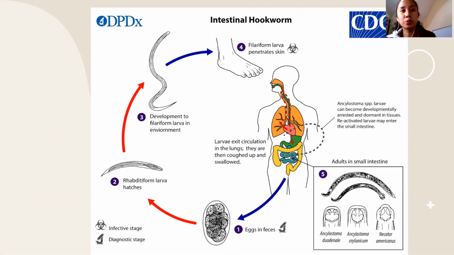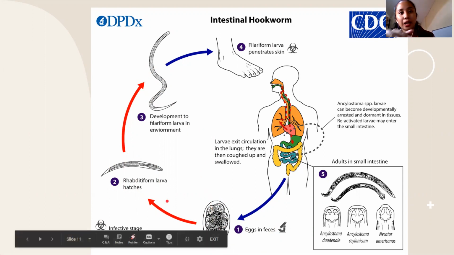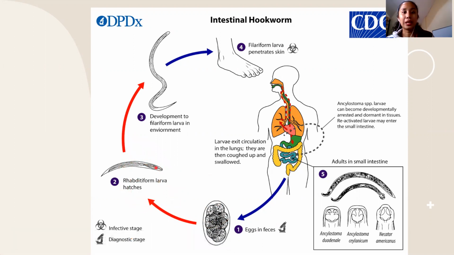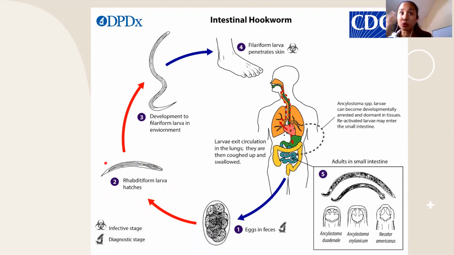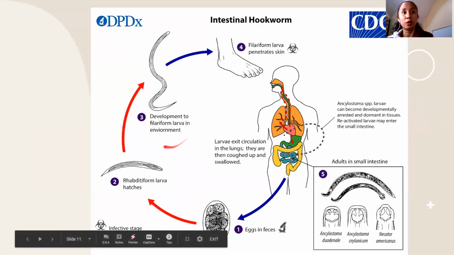So, we get the stool. We place it in Harada Mori. We place it on a paper. Then eventually, we allow the eggs to develop and mature and hatch into the rhabditiform larva. So class, after a few days, we'll examine the stool on the Harada Mori strip, we will see a rhabditiform. And if we wait a little bit longer, class, I don't know how many days, sorry, it could develop into a filariform larva.